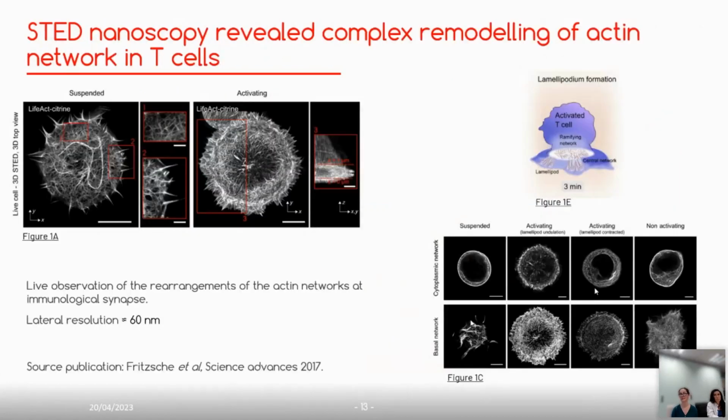For example, in this study published in 2017, they used STED live imaging on T cells to characterize the difference in organization of the actin network during the migration of T cells. They looked at the lamellipod formation, so this projection that the cell is going to use to move on a surface or on different tissues, and they characterized the difference in structure of all the sub-networks of actin depending on the position or the activation of the T cell. And for this, they performed a live observation of this rearrangement in the network at the immunological synapse with a 60 nanometer resolution.